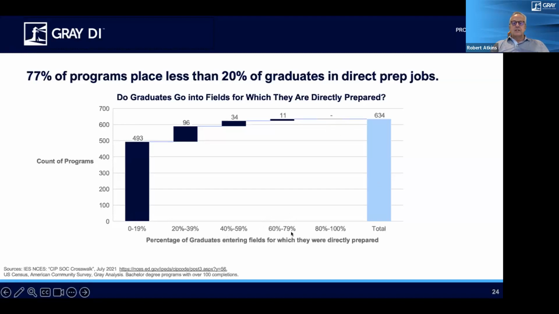There are programs in which 60 to 80% of the students go into a field for which they're directly prepared. But there are only 11 of them out of our total data set of 634. So a very small percentage of programs send students into fields for which they're directly prepared. In fact, among programs where 0 to 19% of the graduates, let's call it less than 20%, go into fields for which they're directly prepared, that's 493 out of our 600 programs, well over two-thirds of all programs. They go on and do something else.